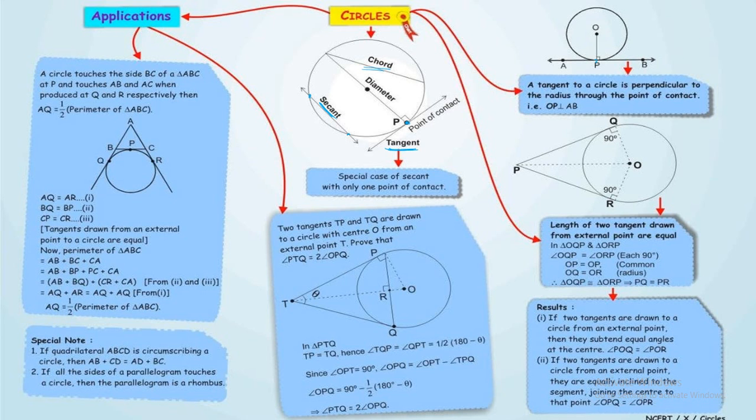Next, from an external point, how many tangents can we draw? We can draw 2 tangents and those lengths will be equal. So PQ is equal to PR. And already we know that at the point of contact the tangent makes a 90 degree angle. Based on that, by using RHS congruency, we can say that these two lengths are equal.